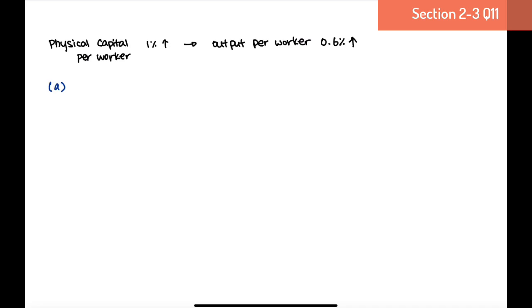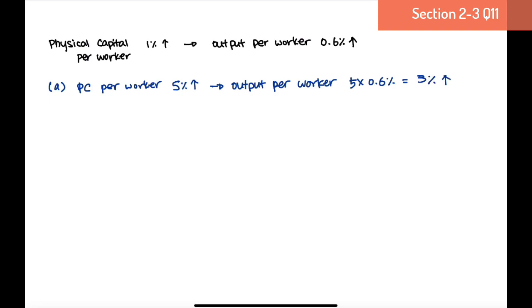So in part A, we have physical capital per worker rising by 5%, which means your output per worker will rise by 5 times the 0.6%. Which means it'll rise by 3%.